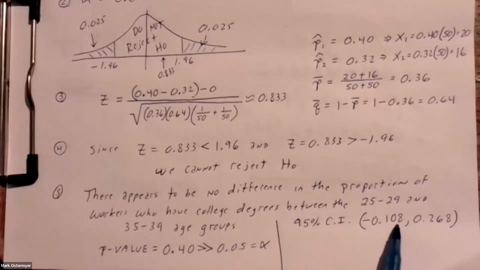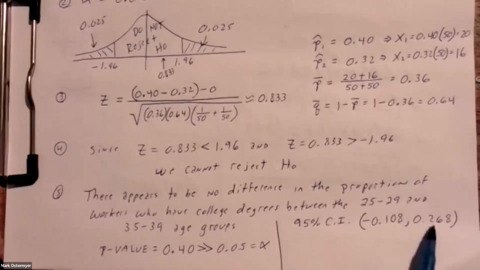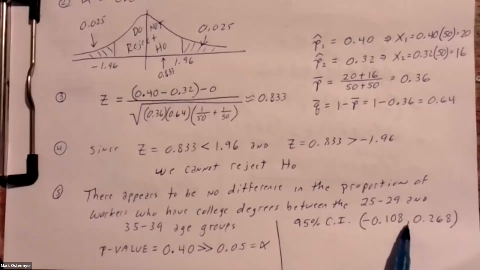Because of that, we can conclude essentially that there is no difference between the population proportion of workers who have college degrees that come from the 25 to 29 year age group and the 35 to 39 year age group. So everything is basically complementing everything else in this investigation. And hopefully it all worked out for you.